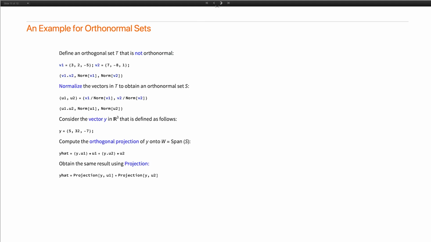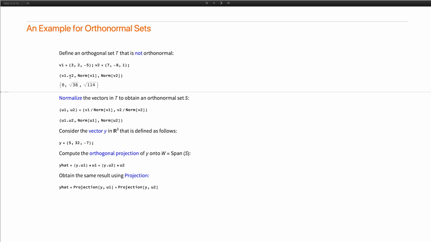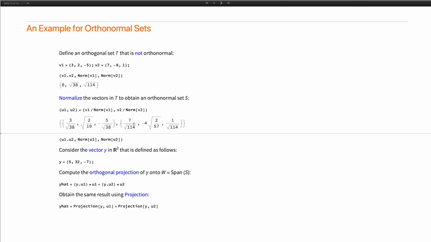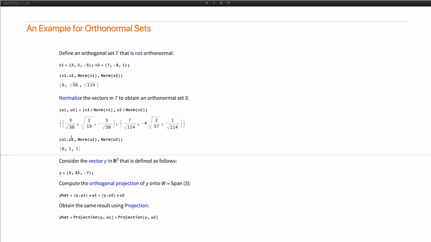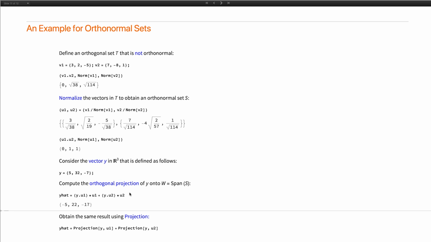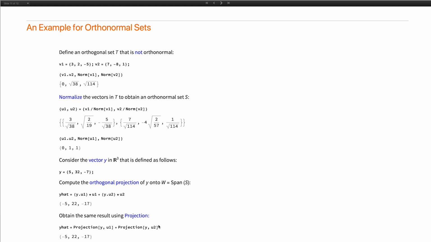So as an example, let's say you have vectors v1, v2. The norms are not 1, although they are orthogonal. So you can normalize them. You can make them length 1. Let's check that. So you have length 1 over here. Once you've done that, you can take a vector y and you can project it along u1 and u2, and you can get the same result using the projection function. So orthonormality is nice because you get simpler formulae, but in the end, the answers are just the same.